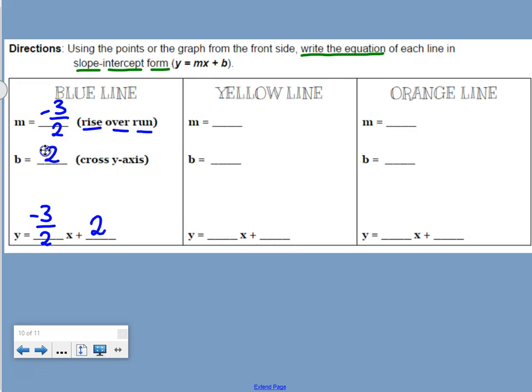I will leave the next 2 lines for you. Remember, we changed yellow to green, so cross that out and put it in green now. So do the green line and the orange line, and then answer the questions.